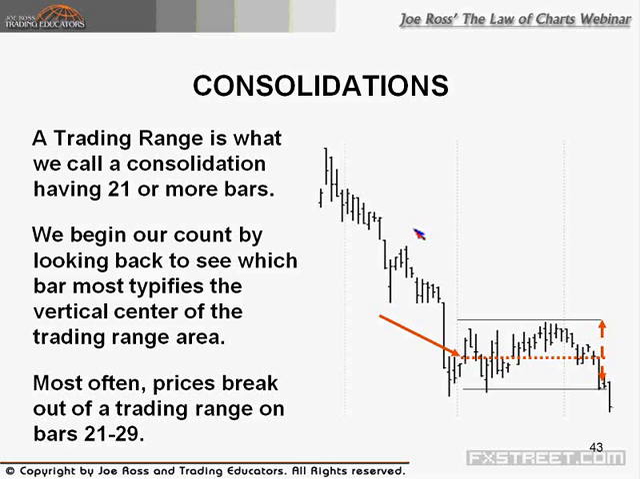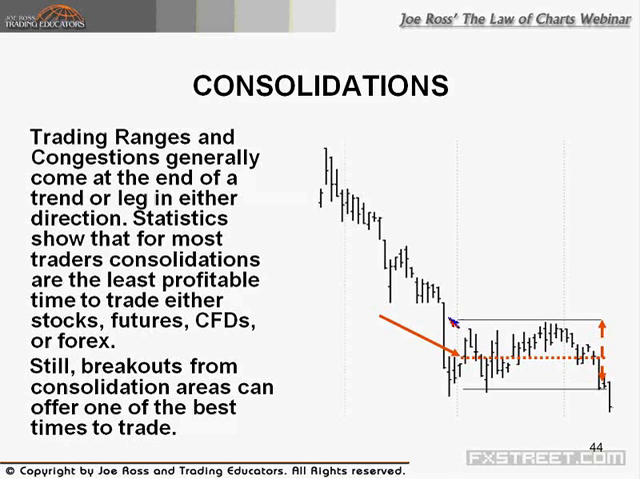A trading range is a consolidation that has more than 21 bars, as you can see in this example. So if you get more than 20 bars, it's no longer a consolidation but a trading range, and those can last for quite a time usually. But prices tend to break out between 21 and 29 bars. Depends, on a daily chart I'd say yeah, that's true. But on a 5-minute chart, for example, price can consolidate a lot longer, 21 to 29 hours.